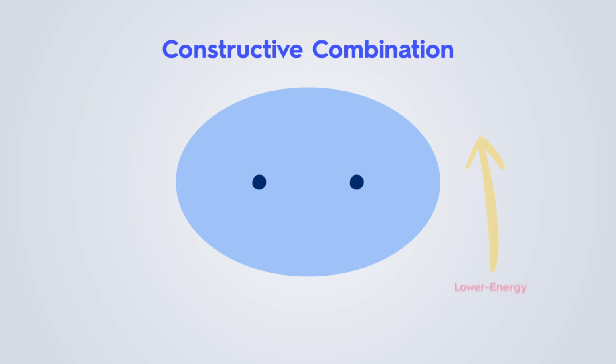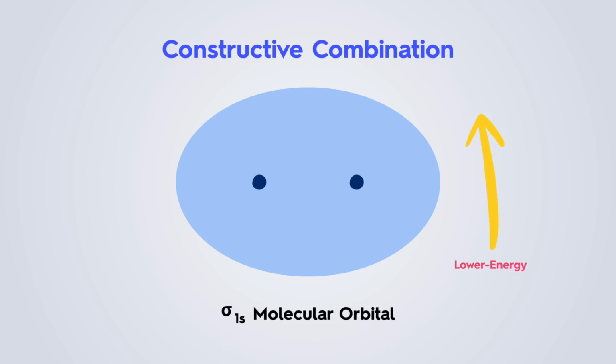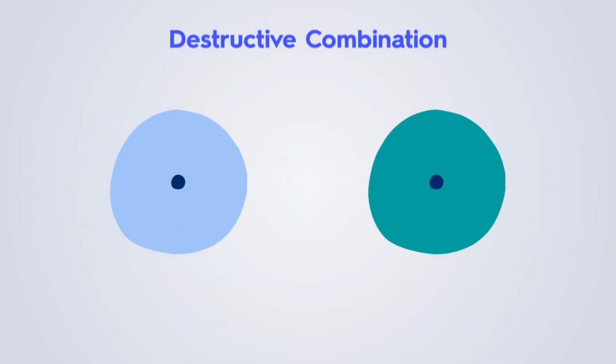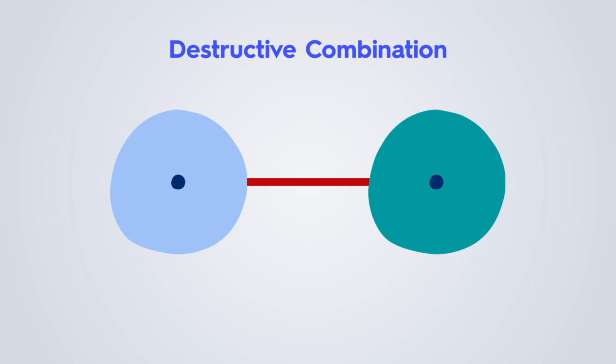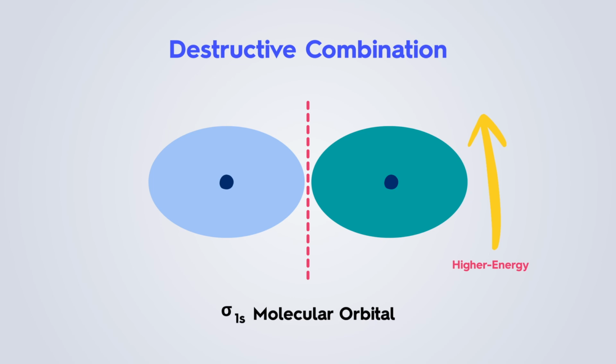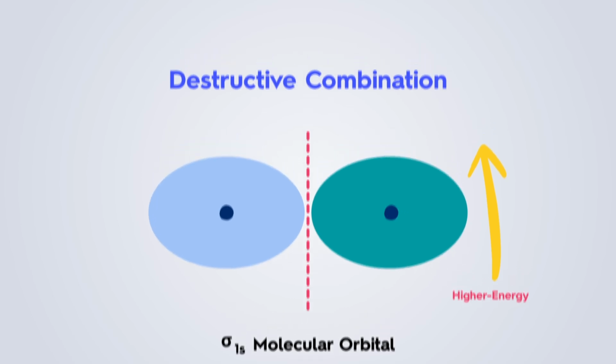The electron density increases between the nuclei, forming a lower energy bonding orbital called sigma by constructive interference. When orbitals combine out of phase, their waves cancel out. A node forms between the nuclei, creating a higher energy antibonding orbital called sigma star.